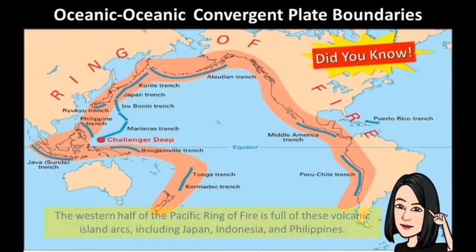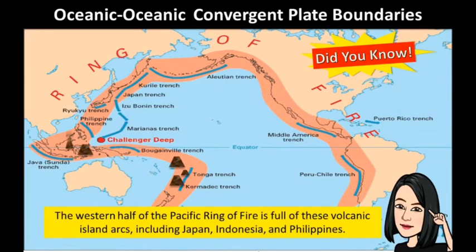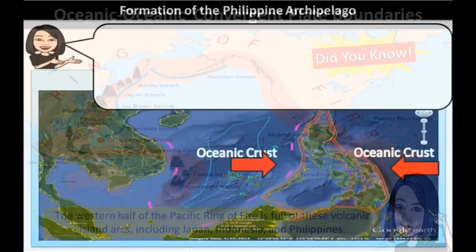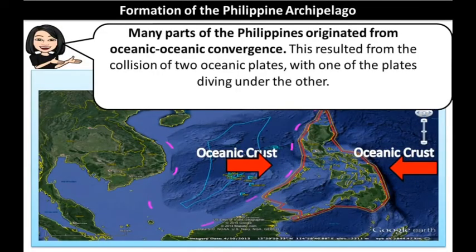Did you know? The western half of the Pacific Ring of Fire is full of these volcanic island arcs, including Japan, Indonesia, and Philippines. Many parts of the Philippines originated from oceanic convergence. This resulted from the collision of two oceanic plates, with one of the plates diving under the other.